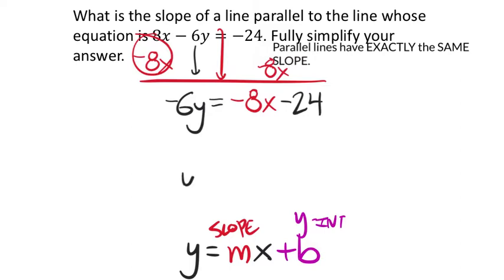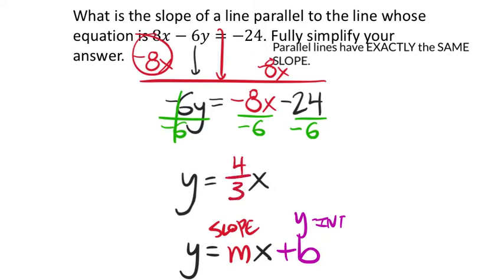Last thing I want here is the coefficient of y to be a phantom 1, not a -6. So I'm going to take that -6 and divide it by itself. But if I do it to one side, I got to do it to all the terms. Okay, so that becomes a phantom 1. -8 divided by -6 simplifies into 4/3 positive. And then even though we don't need the y-intercept, I'm still going to solve it. -24 divided by -6 is +4.